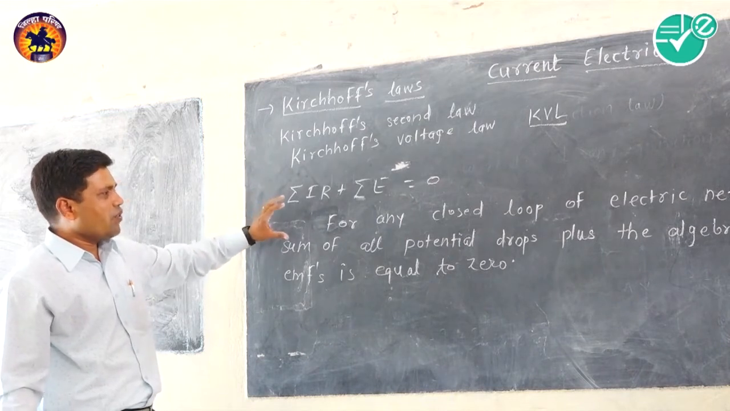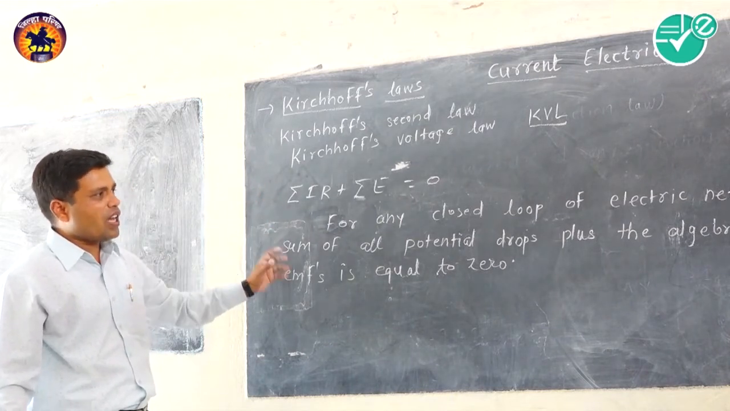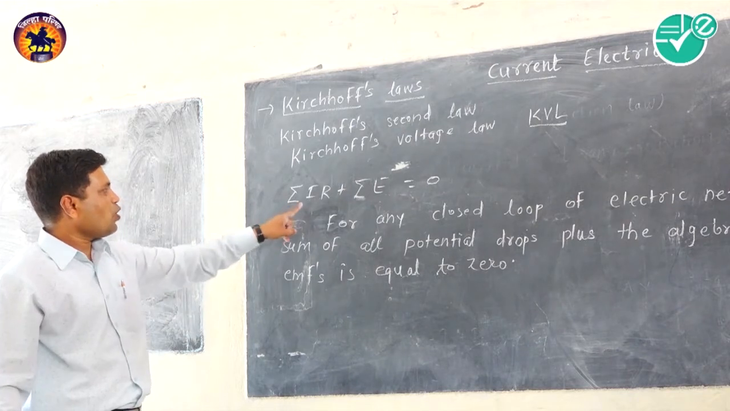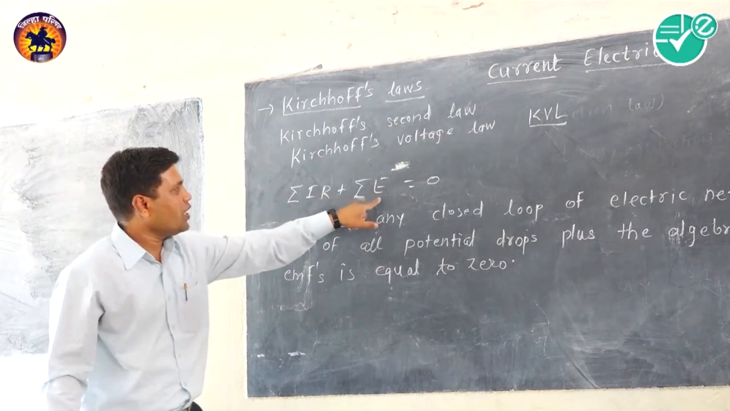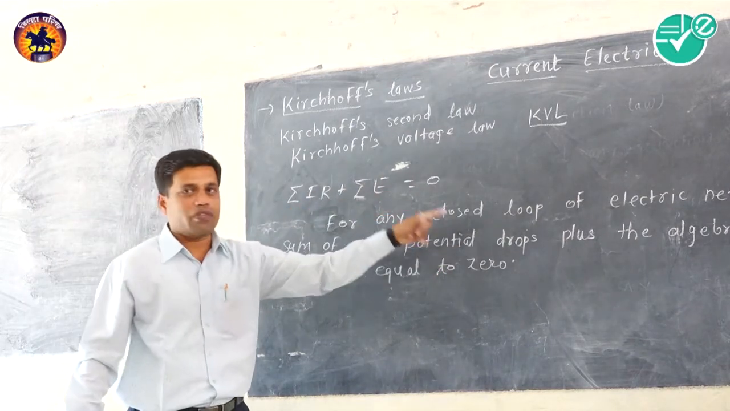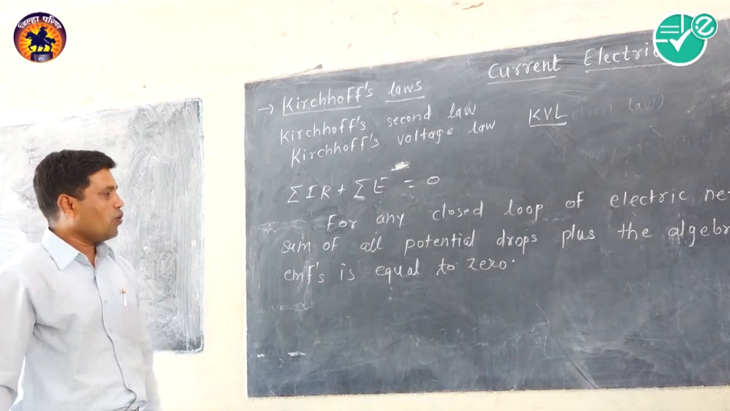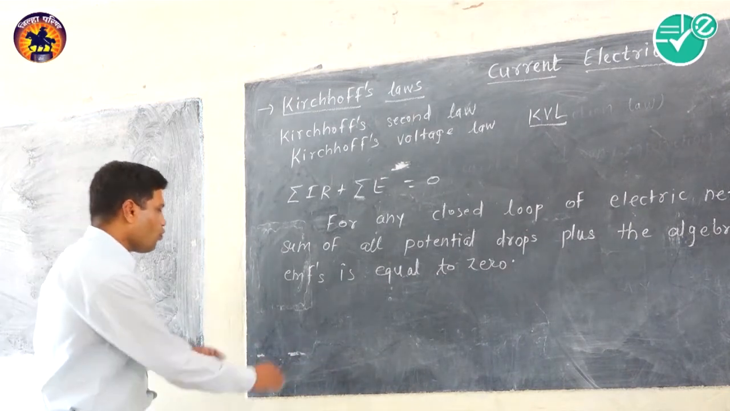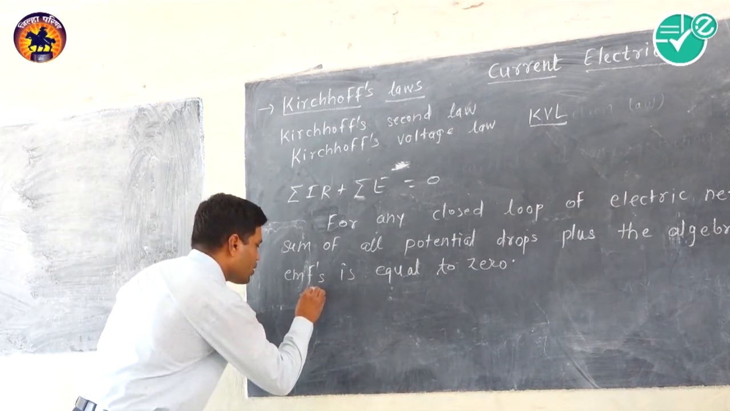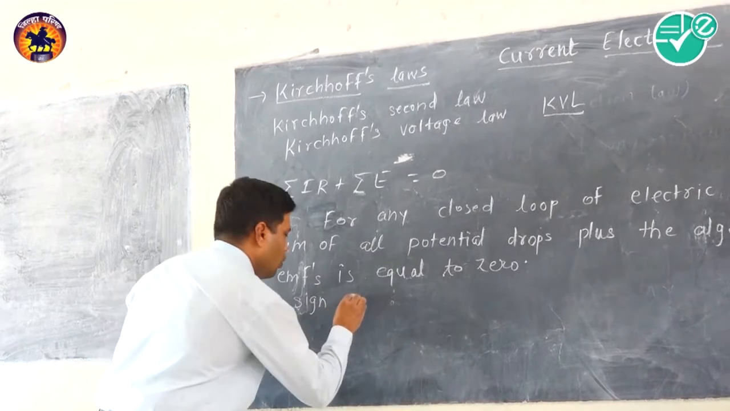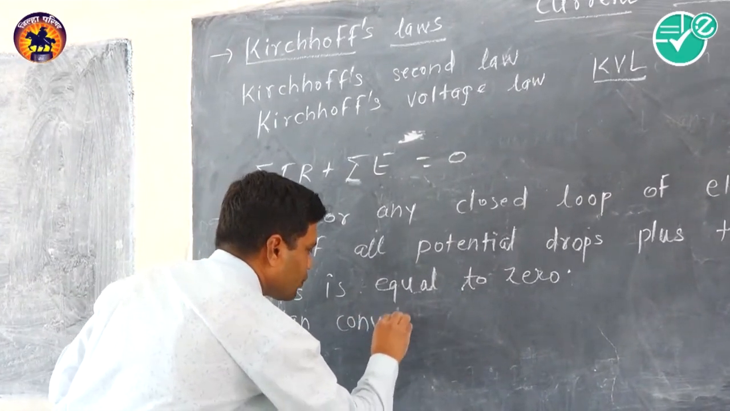Lastly, once again I will repeat this law, and after that I will take sign convention. Summation of IR plus summation of E is equal to 0 for any electrical network. This is a very simple statement of Kirchhoff's voltage law, or second law. To apply this law, we have to follow two sign conventions, or we can say laws or rules.